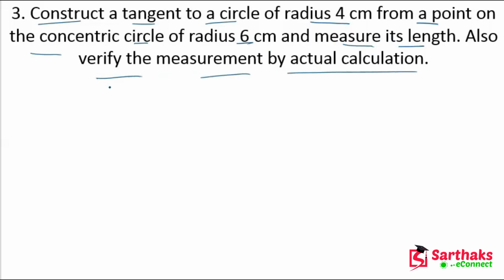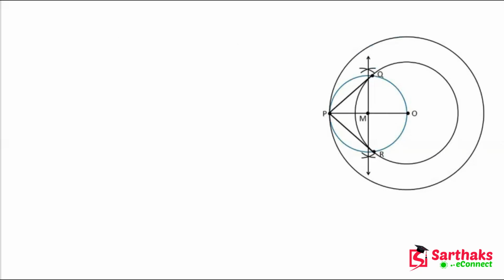So my dear friends, these steps are the same which we already saw in the previous questions. First of all we have to draw our circle C1 of radius 4 cm. Now we have to draw another circle with the same center of radius 6 cm. This is the circle C2. Now we have to take a point P anywhere on the circle C2.